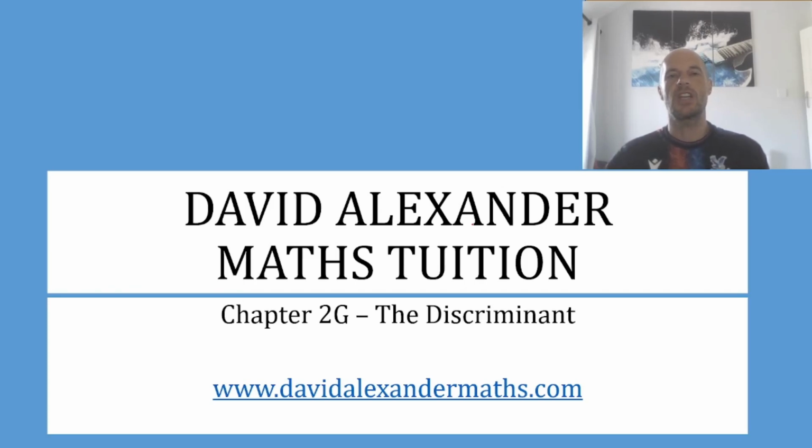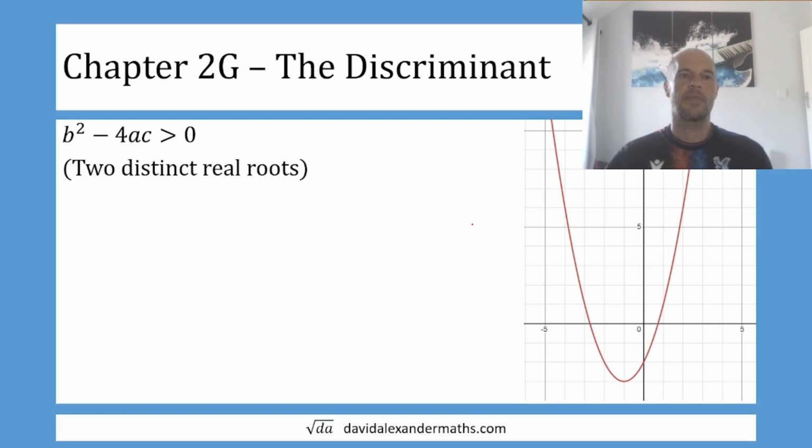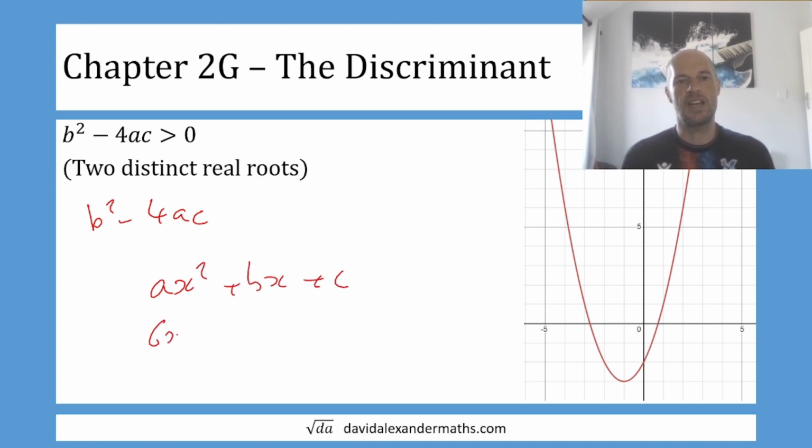This is chapter 2G on the discriminant. Okay, so this is the discriminant, b squared minus 4ac. When you've got a quadratic equation, ax squared plus bx plus c, so for example 6x squared plus 7x plus 5, then a is 6, b is 7, c is 5.